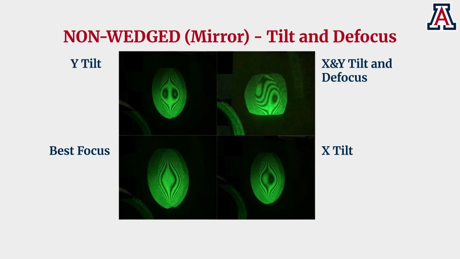Now we add X and Y tilt separately, then both at once with defocus added. The system responds to both tilt directions with coma, however it is more sensitive to Y tilt. The pattern seen is the expected coma plus spherical. Finally, defocus is added and we see a combination of all three aberrations.